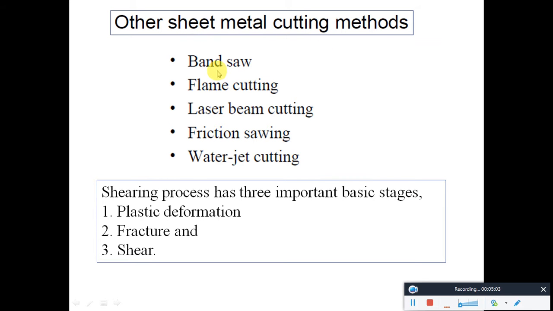The other sheet metal cutting methods are band saw, flame cutting, laser beam cutting, friction sawing, water jet cutting, etc. So these are also done on sheet metals. And generally the shearing process has three important basic stages. First one is plastic deformation, then fracture, and then shear.